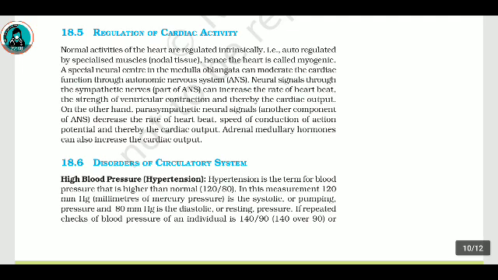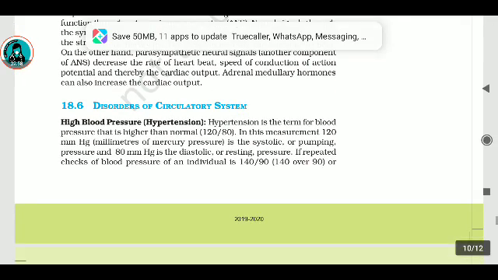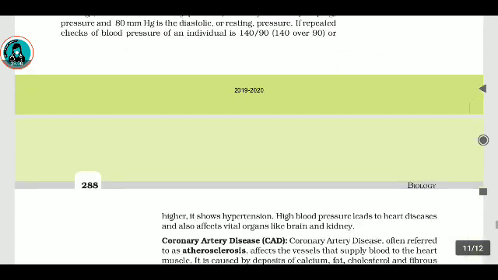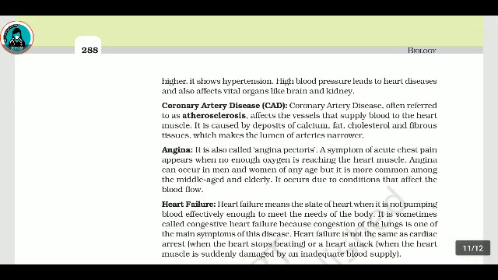Hypertension is a term for blood pressure that is higher than normal, 120 by 80. In this measurement, 120 mm Hg, millimeters of mercury pressure, is the systolic or pumping pressure, and 80 mm Hg is the diastolic or resting pressure. If repeated checks of blood pressure of an individual is 140 by 90, or 140 over 90 or higher, it shows hypertension. High blood pressure leads to heart disease and also affects vital organs like brain and kidney.